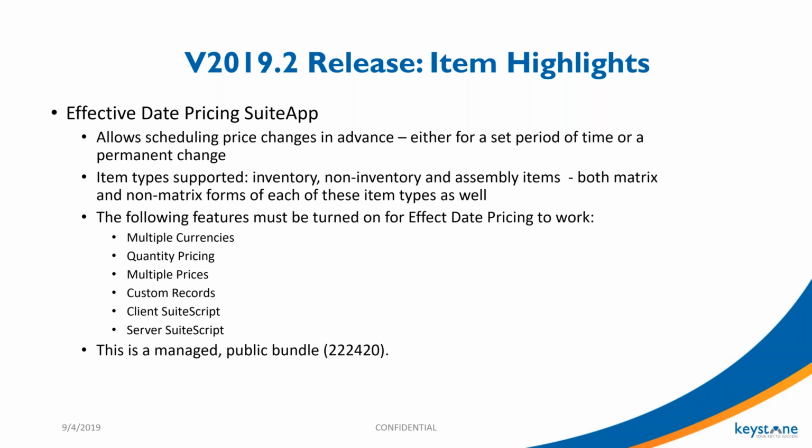It allows scheduling price changes in advance, and it can either be for a set period of time, like on October 1st to October 15th, the prices are going to be X, or it can be a permanent change. The item types that you can do this with are inventory, non-inventory, and assembly items. So no service items are included in this, or other charges or anything. And if you use matrix, it can be matrix items as well as non-matrix items.